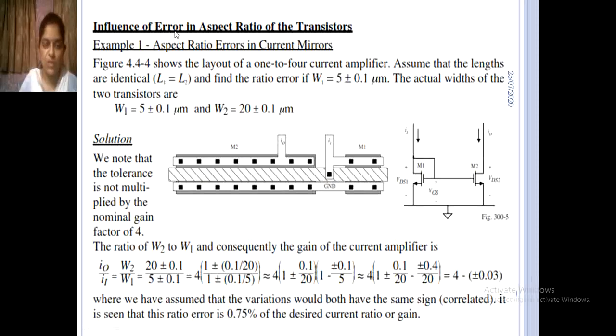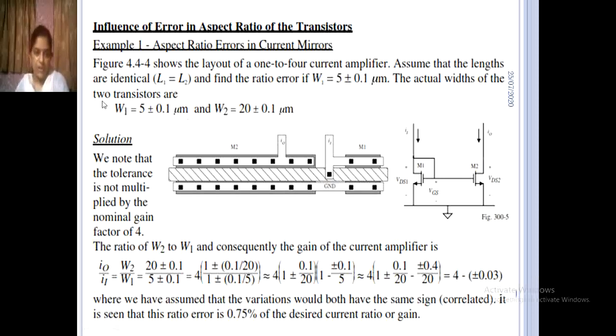Then the influence of error in the aspect ratio of the transistor. W by L is the aspect ratio. So, the aspect ratio error in the current mirror. The figure shows the layout, a 1 to 4 current amplifier. Assume that the lengths are identical, L1 is equal to L2, and find the ratio error, with a width tolerance of plus minus 0.1 micrometer. The actual widths of the two transistors are this one and this one.